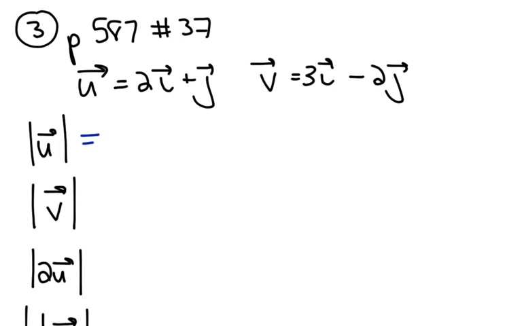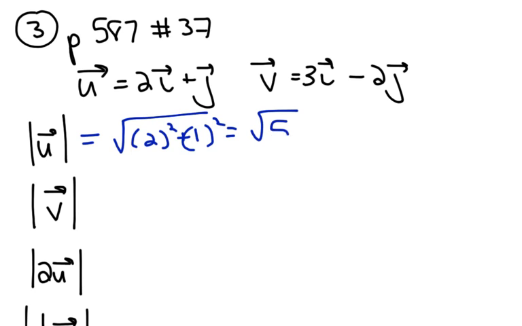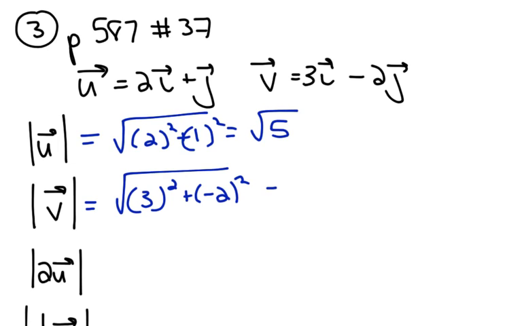So to find the magnitude of vector u, I'm going to do the square root of 2 squared plus 1 squared, which is going to give me the square root of 5. The magnitude of v is going to be the square root of 3 squared plus -2 squared. Don't forget, when you plug in a negative number and you square it, it's going to turn into a positive. So I get 9 plus 4, which is 13.